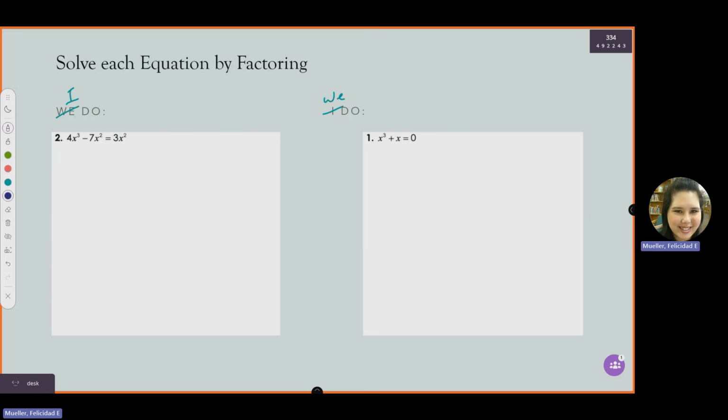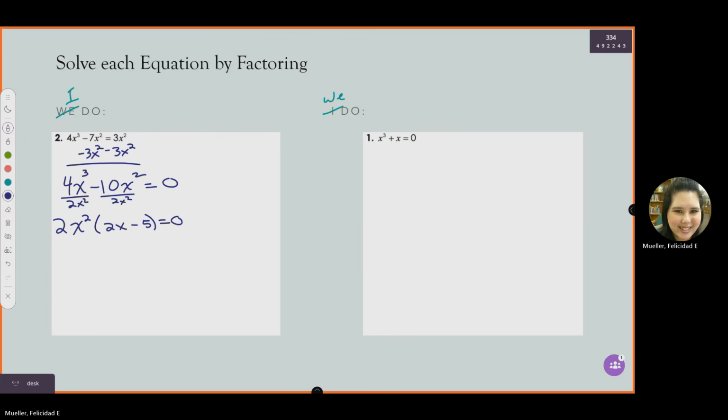So we're going to take a look here at this first one, which is actually number 2 on your notes. We're going to combine like terms. We're going to move this 3x squared over from both sides and get 4x cubed minus 10x squared equals 0. So now that it's equal to 0, we can go ahead and start factoring. So I can see that they have a GCF of 2 for the 4 and the 10, and then x squared. So we're going to divide by 2x squared on both of these, and we get 2x minus 5 equals 0.